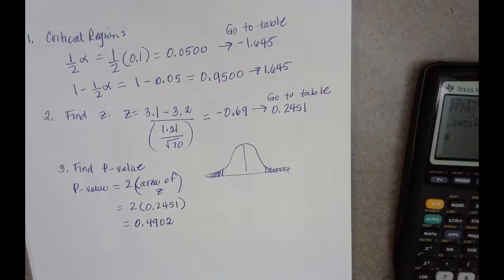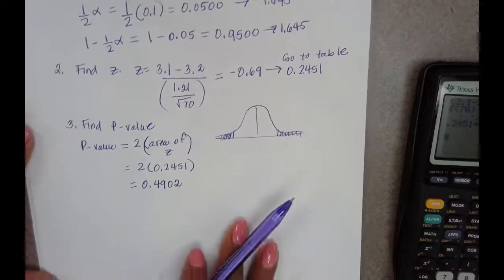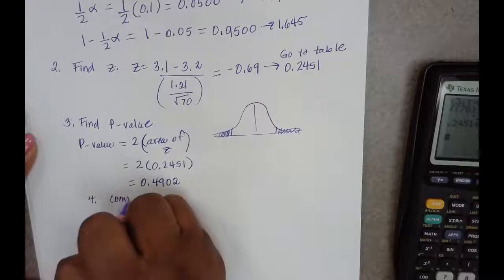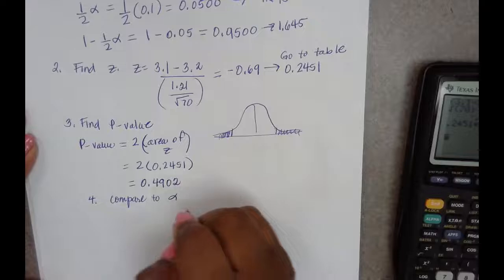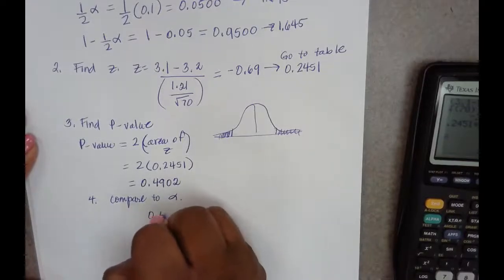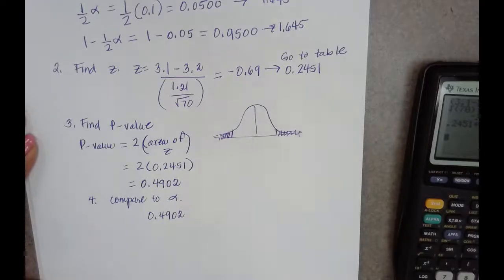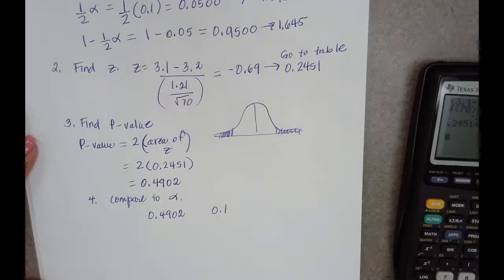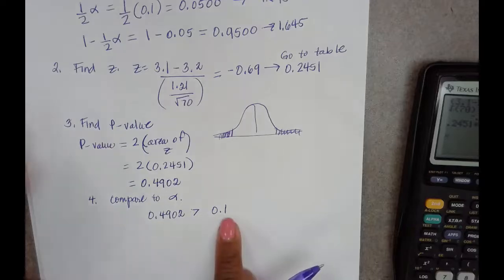Okay. Now, what do we do with this? We got a p-value. Now we take our p-value and we compare that to the level of significance. Compare it to alpha. 0.4902 compared to the level of significance in this problem, which is 0.1, is greater. Our p-value is greater than the level of significance.